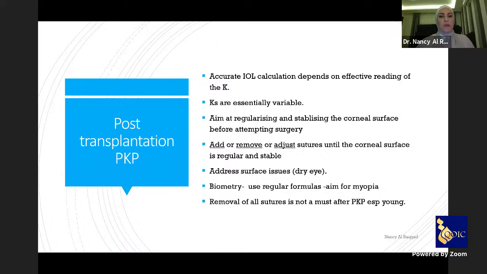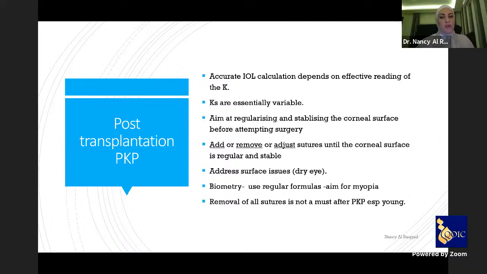Slightly aim for myopia, because if we do it early, sometimes the cornea, especially if the patient was a keratoconus and transplanted and you have over-flattened the cornea, it will shift into some hypermetropia. So I aim slightly into myopia, as it progresses or the sutures are removed, then to adjust for the change in refraction.